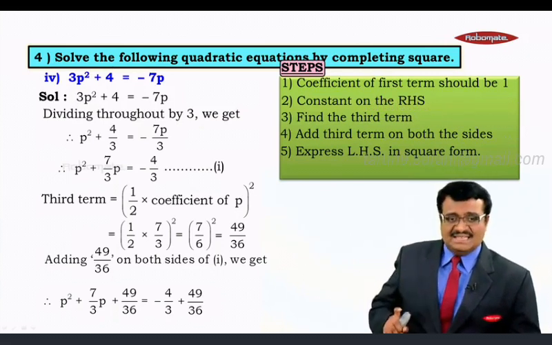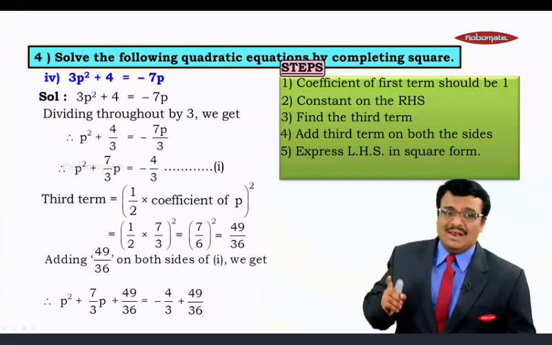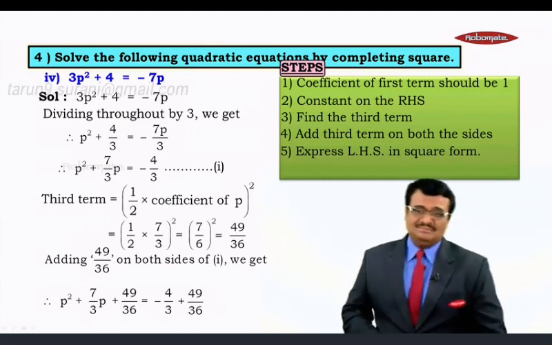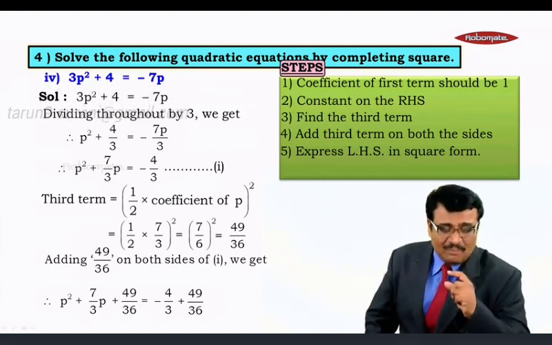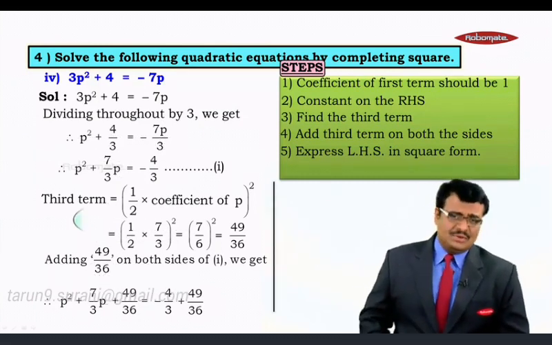49 upon 36 as it is. How will you make that 36? Multiplying up and down by 12. So let us do both the steps together: expressing the LHS in the square form as well as taking the LCM on the right side. So when you do that, what do you get?